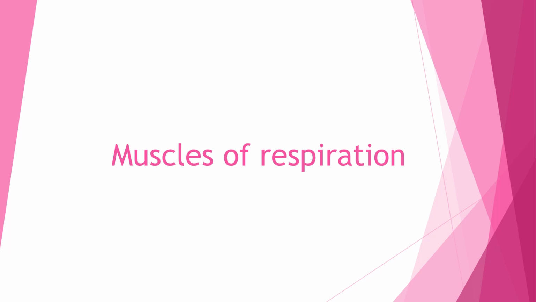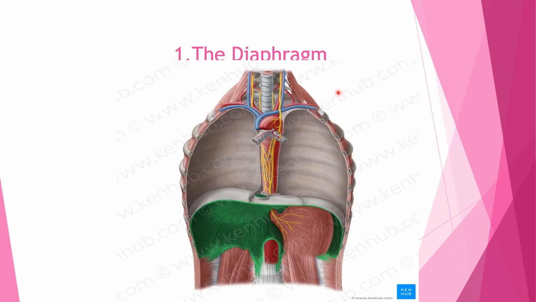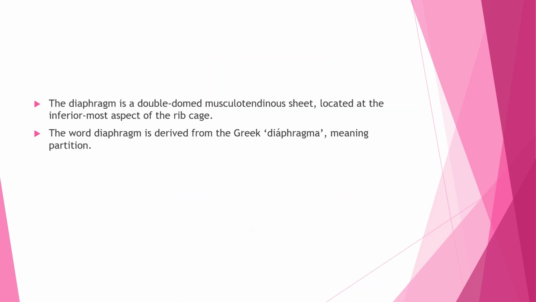In this video, we will discuss the muscles of respiration. The primary muscle of respiration is the diaphragm. What is the diaphragm? The diaphragm is a double-domed musculo-tendinous sheet.